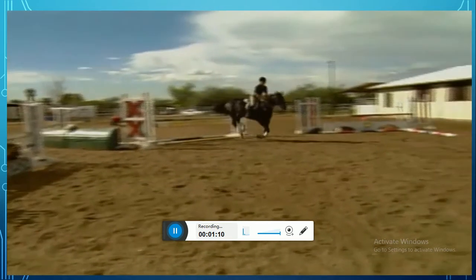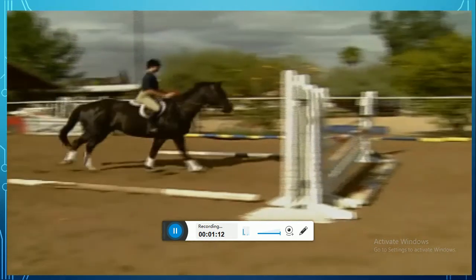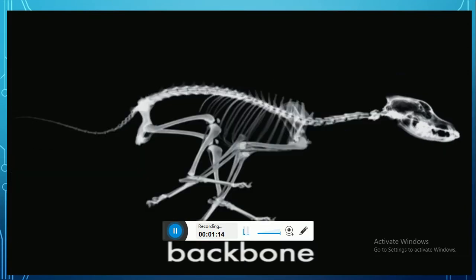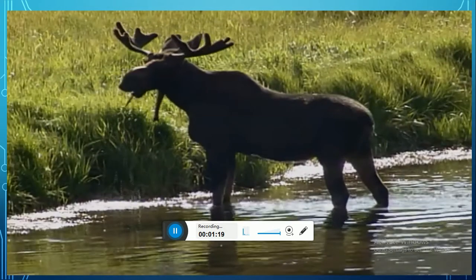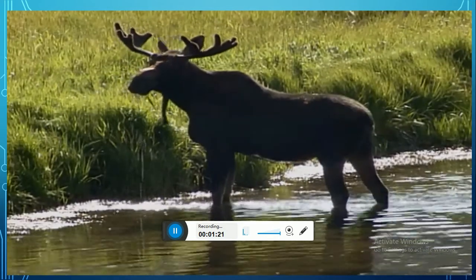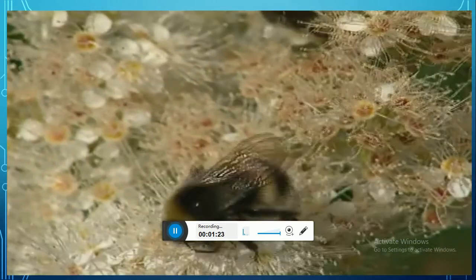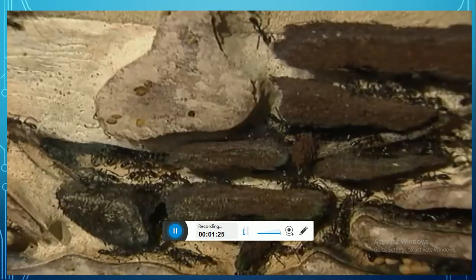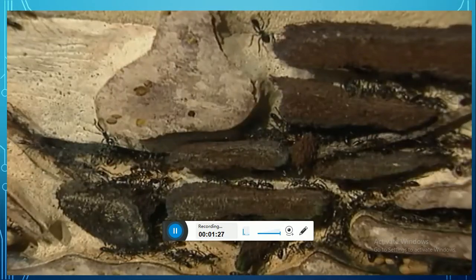Another way to group animals is if they have a backbone. A backbone is the set of bones along the middle of the back. Mammals, such as this moose, have a backbone. Insects like this bee don't have backbones, but all insects do have 6 legs.